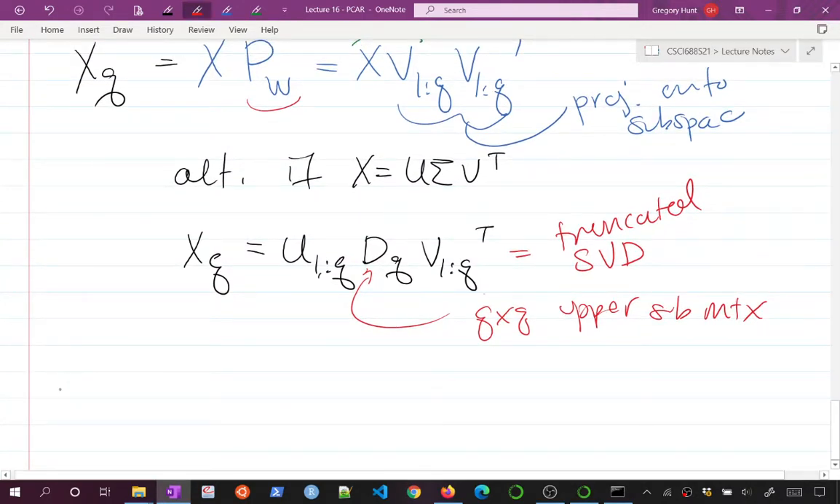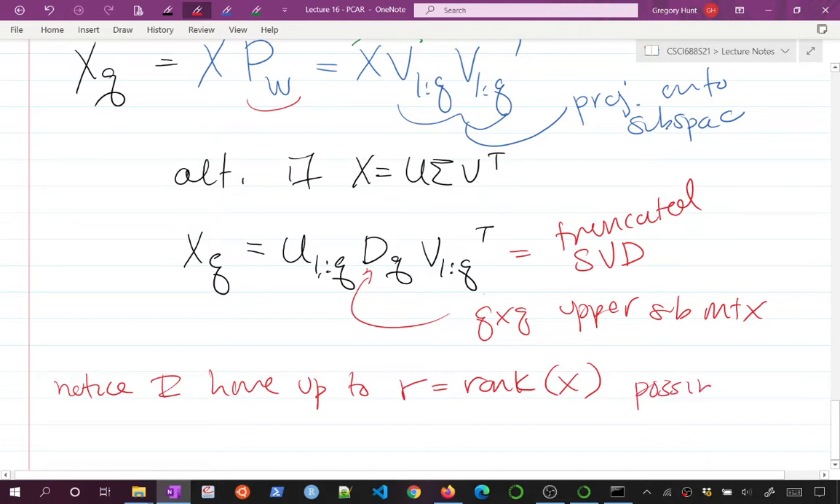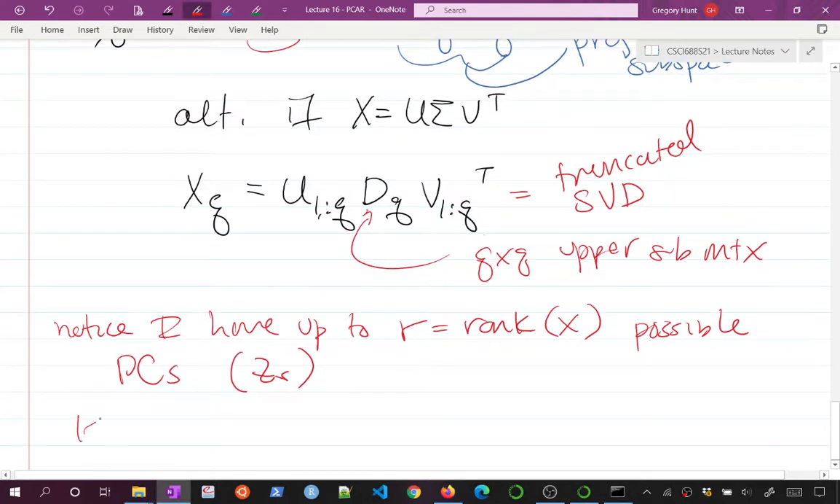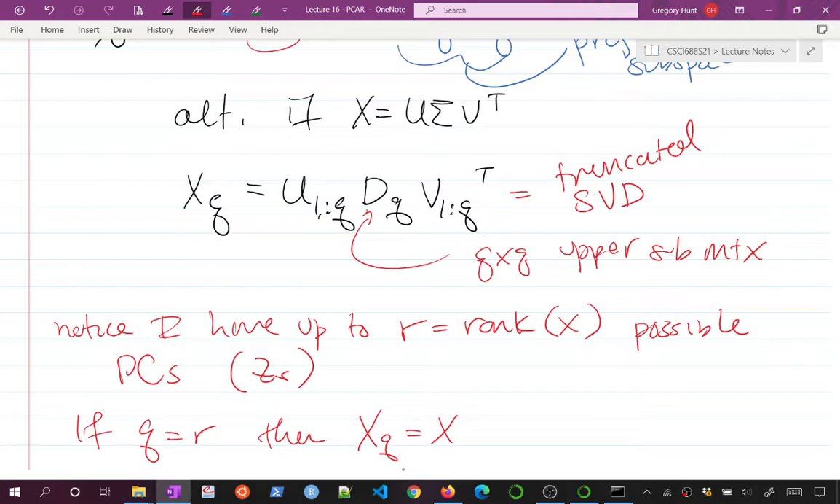Recall, or notice, I have up to R, which is the rank of my X, possible principal components, Z's, right? I can only calculate R of these, where R is the rank of my matrix. And if I set Q to be R, I get back my original matrix. And if I set Q to be less than R, I'm going to get some kind of reduced fidelity version of this thing. So if you want to, say, compress an image, one way to do this is you do exactly this. You do the SVD, and then you truncate your singular value decomposition after a certain point.